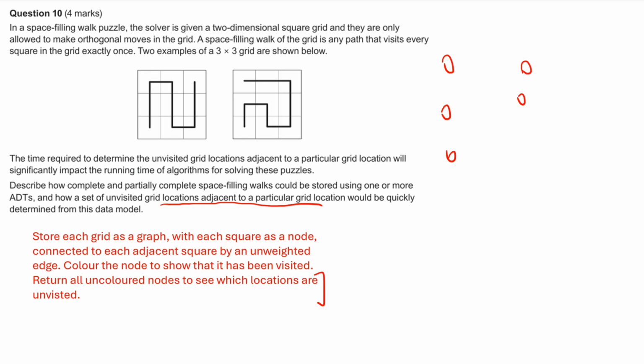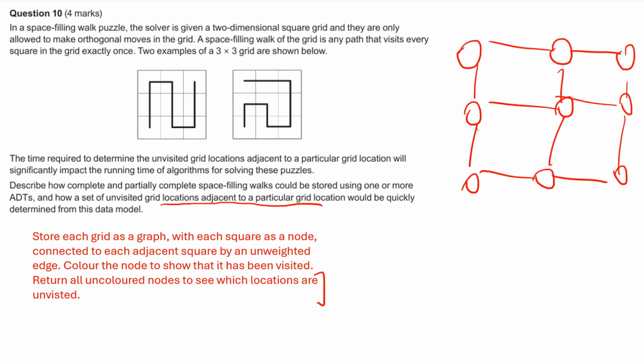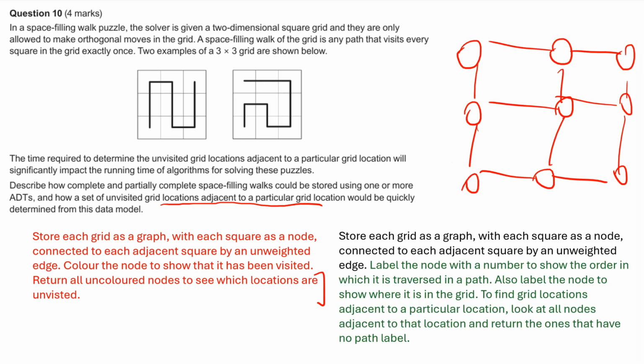So let's take a better answer. We'll do this for the left-hand graph again. Label the node with a number to show the order in which it is traversed. So 1, 2, 3, 4, 5, 6, etc. 7, 8, 9. Also label the node to show where it is in the grid. So this one would be bottom left, or it'll be coordinates or whatever. So now we've stored the path in a way that can be recalled.